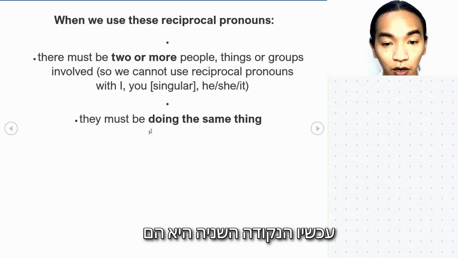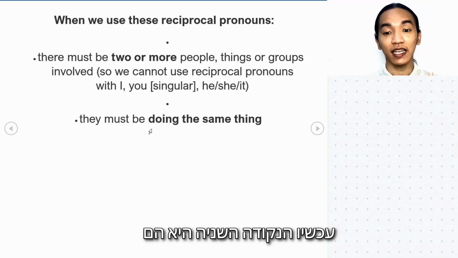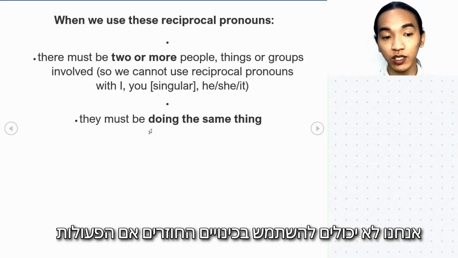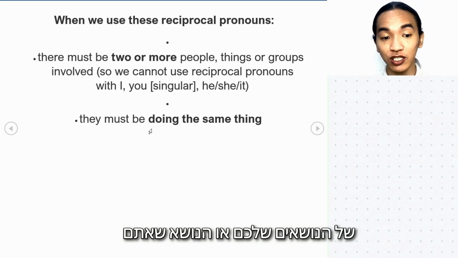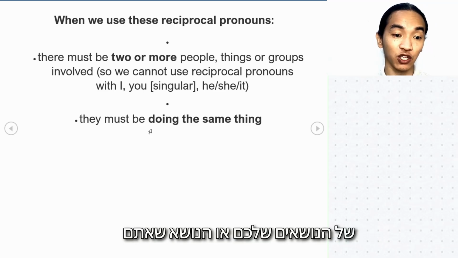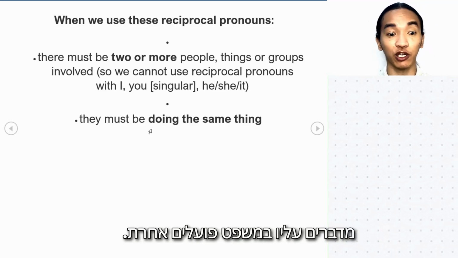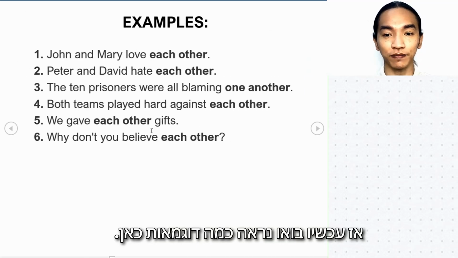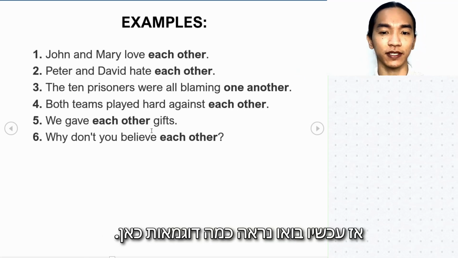Okay, now the second idea is they must be doing the same thing. Okay, we cannot use reciprocal pronouns if the actions of your subjects or the topic that you're talking about in the sentence are different. That's why it's reciprocated. Okay, so now let's see some examples here.